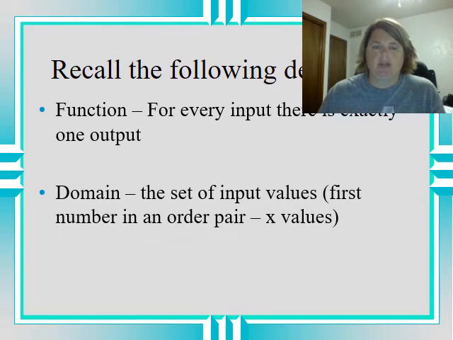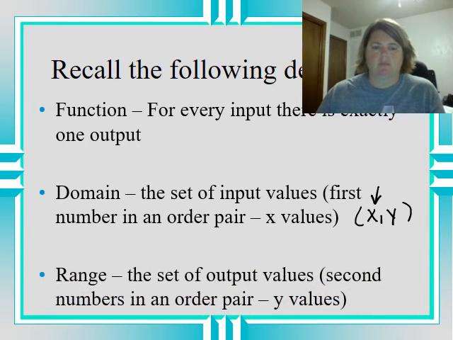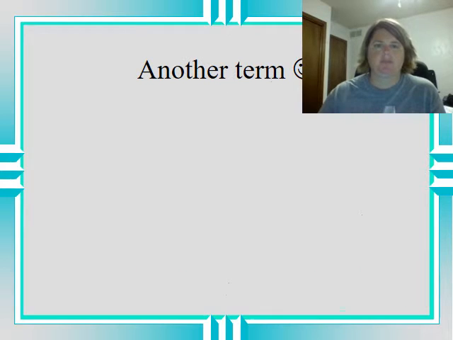A domain is the set of input values. The first number of an ordered pair is the x value. So if you think of an ordered pair x comma y, this is the domain. And then the range is the output values, the y. So the y part is the range. Make sure that we know those. Again, if you need to stop the video to write those down, please do so.